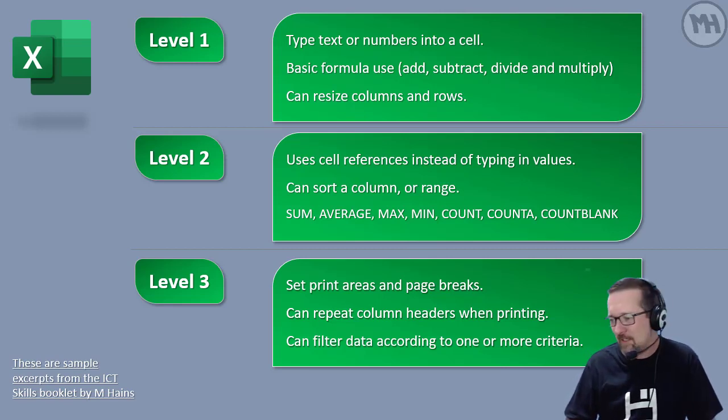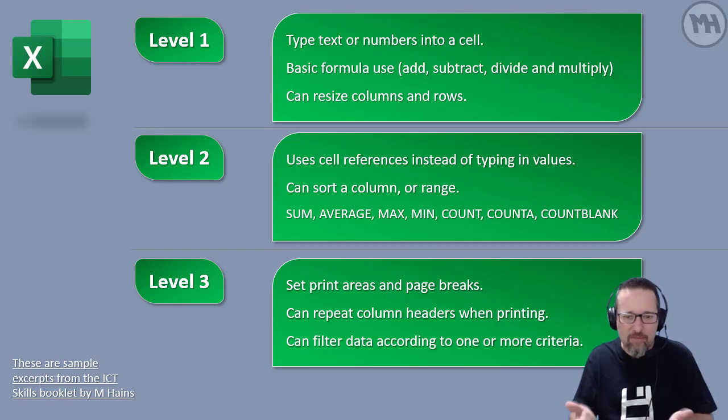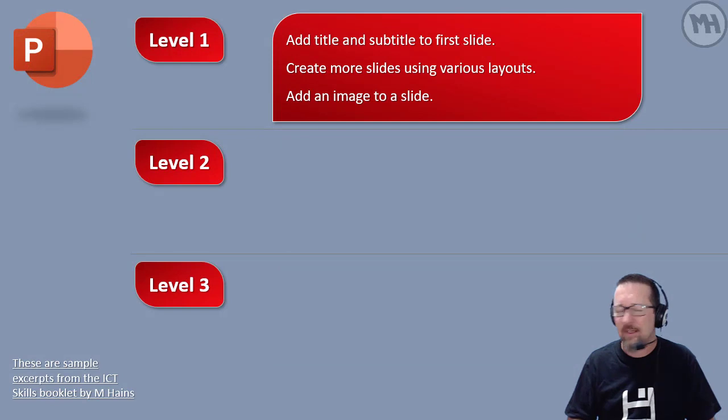Can repeat column headers when printing, can filter data according to one or more criteria. These are level 3 skills that I would think you should know if you want to be advanced or proficient in Microsoft Excel. And again, in the book, there's loads more, all right?